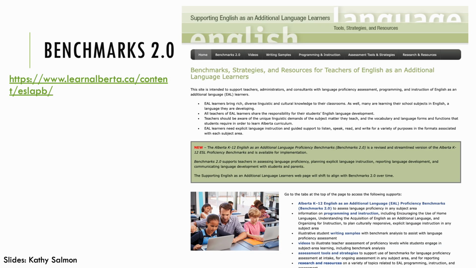Again, the Supporting English as an Additional Language Learners website has a great deal of information and supports and tools for teachers to use to support their assessment of English language proficiency and understanding English as an additional language learners. There is a glossary to support teachers in understanding the criteria and indicators on the EAL benchmarks. There is additionally a PDF fillable tracking sheet to use to support teachers in documenting the progress and monitoring of EAL language proficiency for their students. There are videos and writing samples as well to support teachers in their annual assessment requirements.